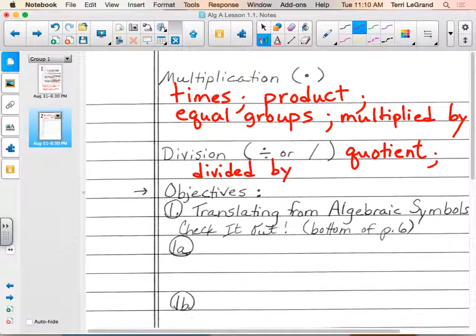Abby? Yeah, separated into equal groups.